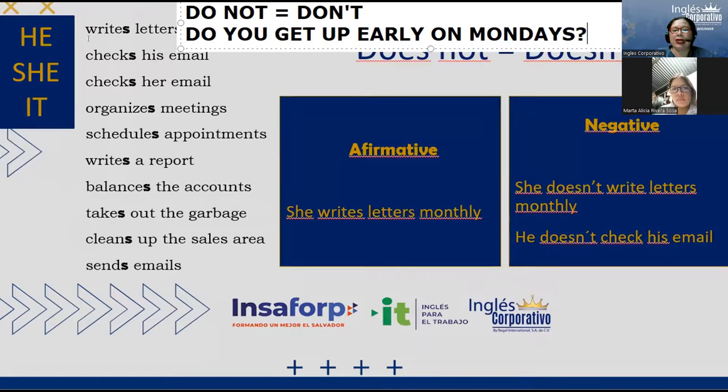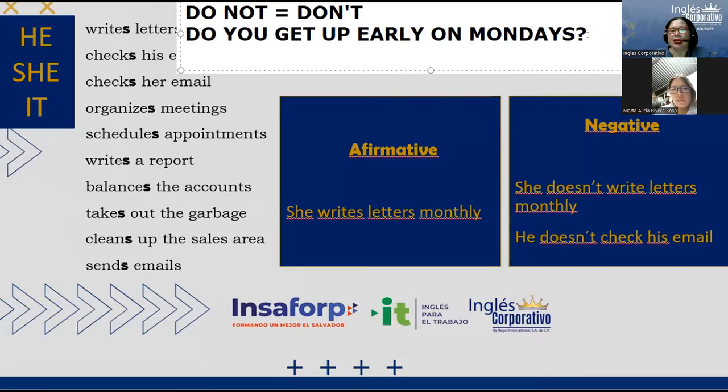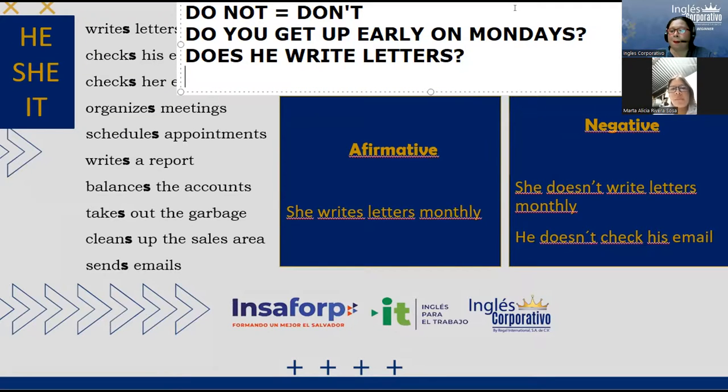Por ejemplo, si aquí dice, he writes letters. Ajá. Y yo quiero preguntar si él escribe cartas, voy a poner does al principio. Does, luego el sujeto y luego el verbo, pero en forma base. Does he write letters? Okay. Does he write letters? Y aquí puede ser does he, does she, does it. Por ejemplo.